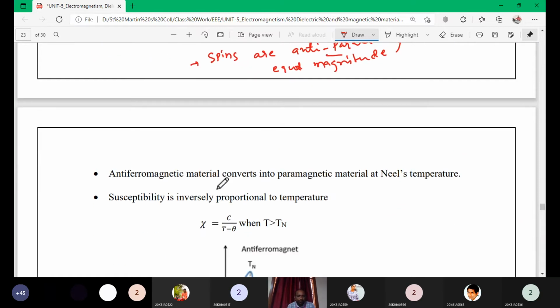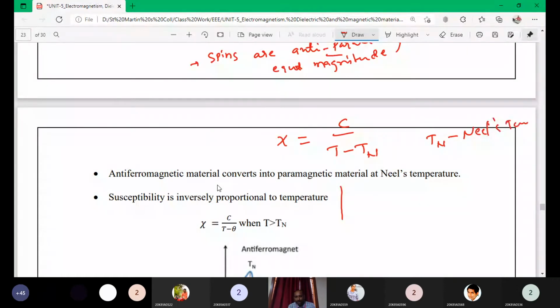And after that, antiferromagnetic material also follows the Curie-Weiss law. The susceptibility is C by (T minus TN). This TN is called the Néel temperature.